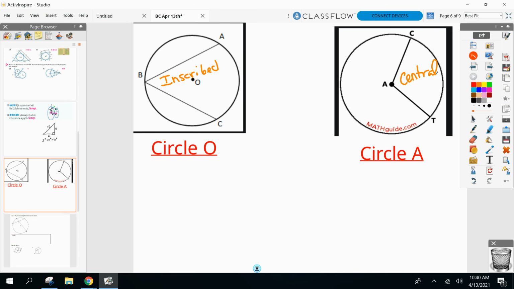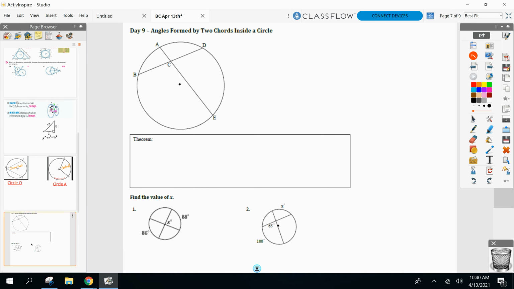Okay, so we have talked inscribed. We have talked central. There's one more angle found inside the circle that we need to talk about. It is where the vertex is not on the circle. It's not on the center. It's just kind of floating in the circle. And since it's floating, I call this angle a floater angle.